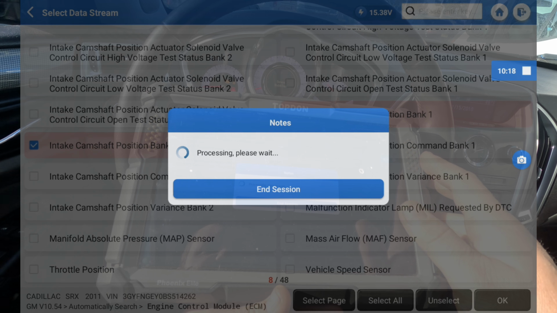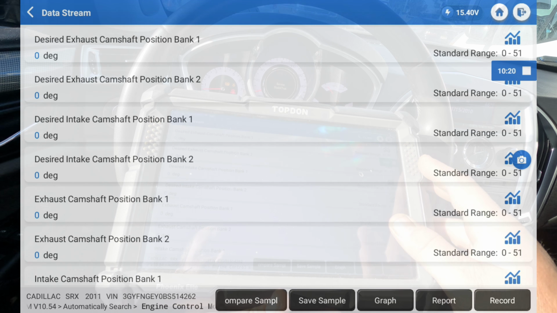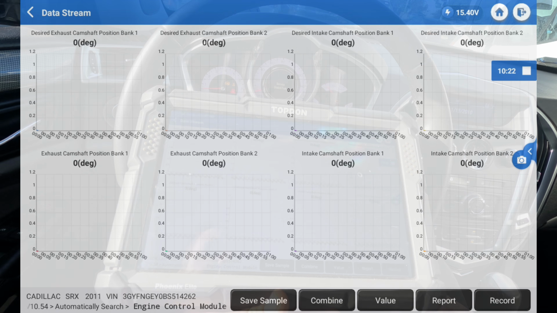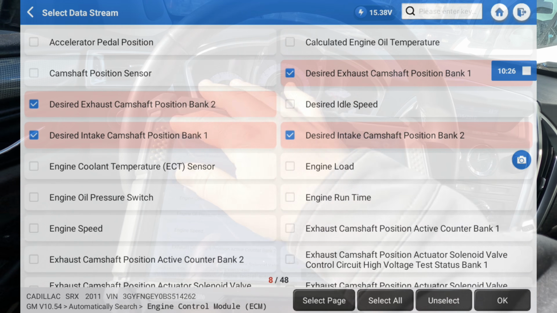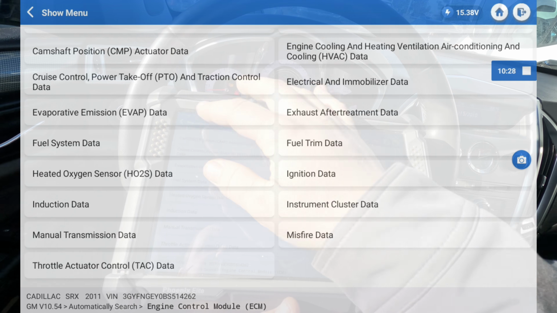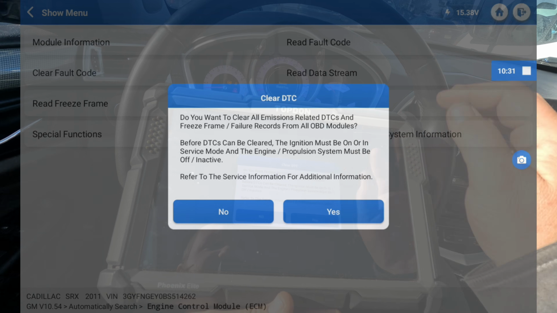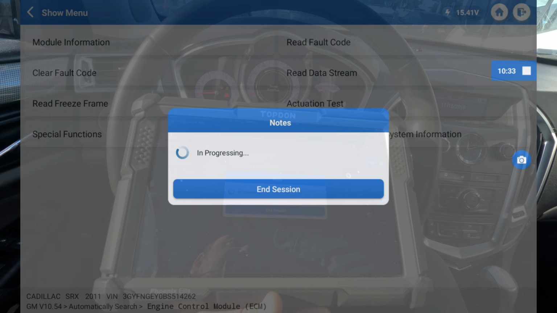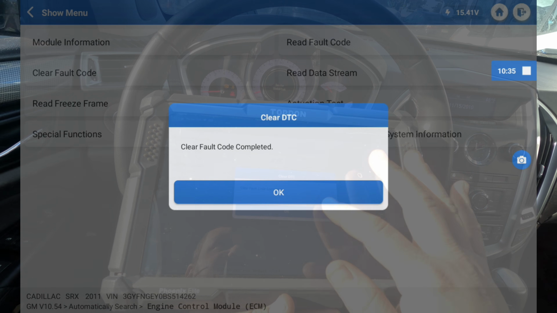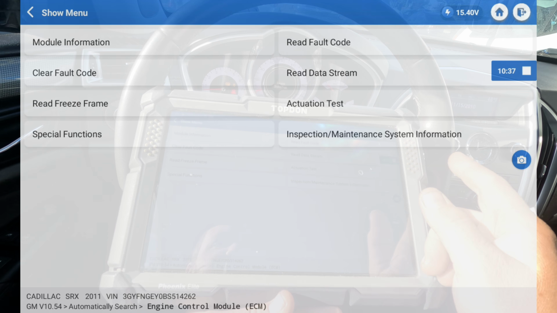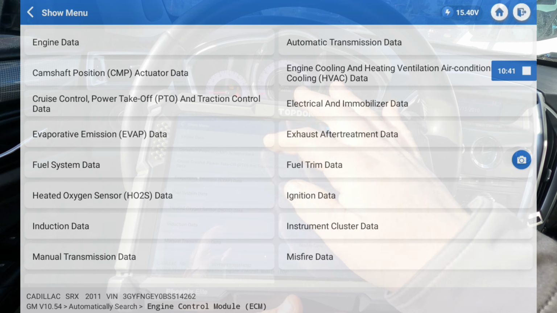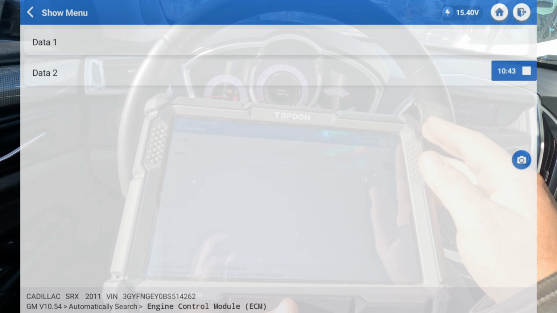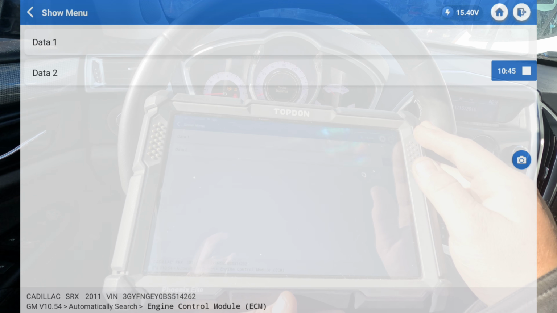Let's just see what happens here. Everything's at 0. So I'm guessing it could be there was just no. Let me see. Let me clear the codes. Clear fault codes. Yes. Okay. Engine lights off. Now let's read data stream. I wonder if it's not giving us data because the code's on.